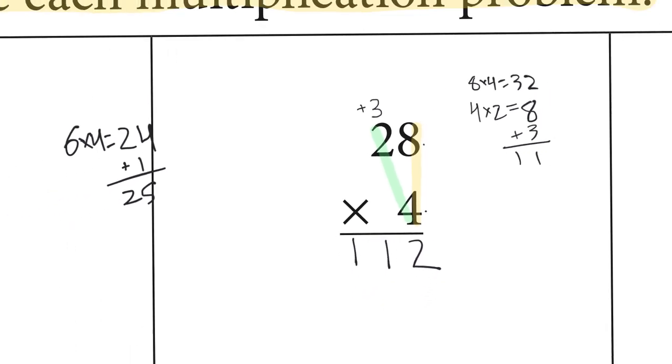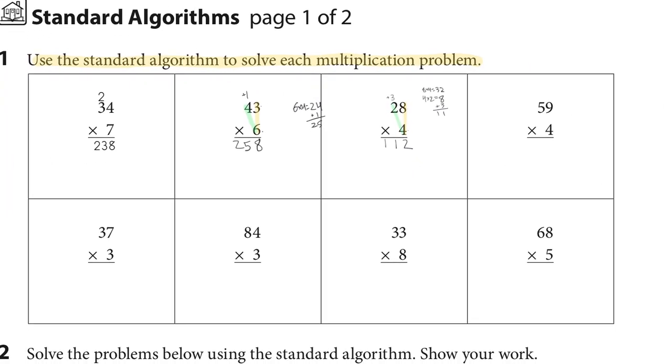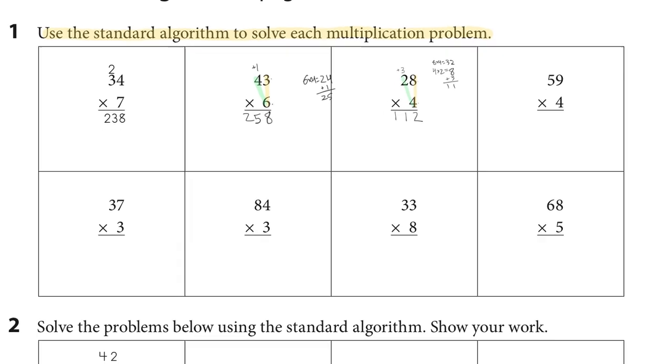Okay? Let me look at the rest of these just to make sure there's nothing I want to cover, and I don't think I do. I'm going to let you do those remaining 5 problems.